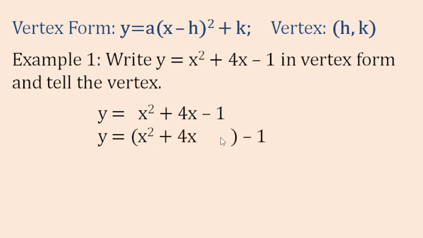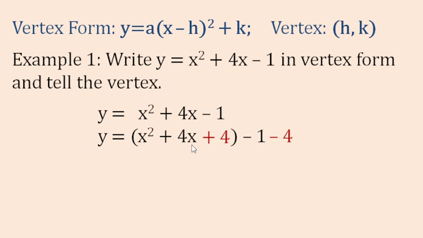And why do I have space here? Because the next step that we are going to do is to complete the square. How do we do that? To complete the square, we are going to find half of 4, then square it. So half of 4 is 2. Then 2 squared is 4, so we add 4 here. And to compensate the 4 that we have added inside the parentheses, we are going to subtract 4 from negative 1, which is outside the parentheses.